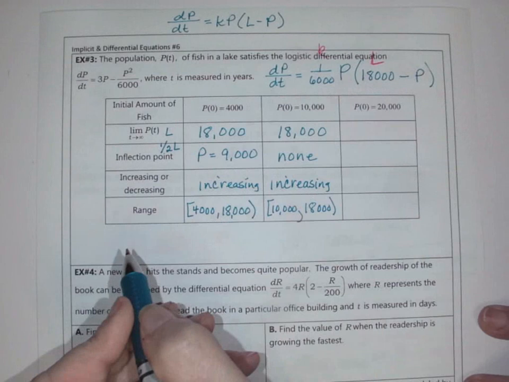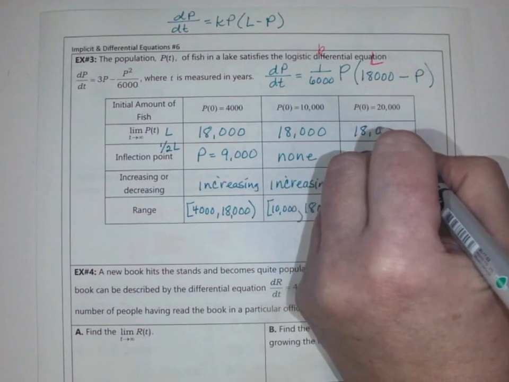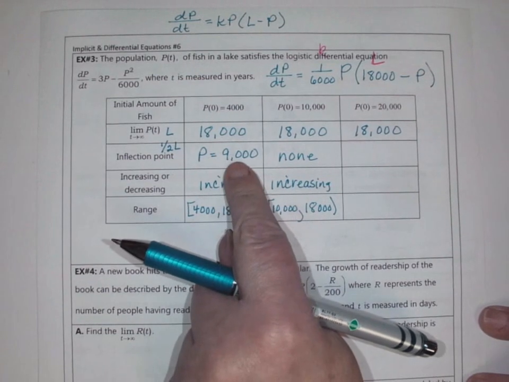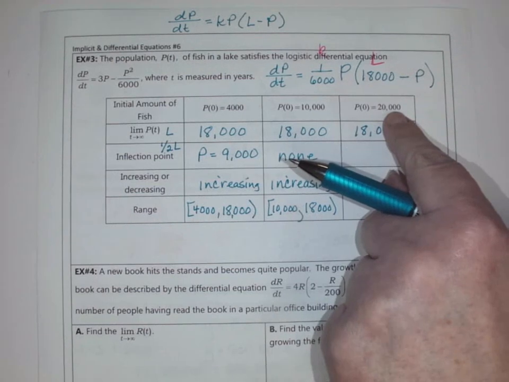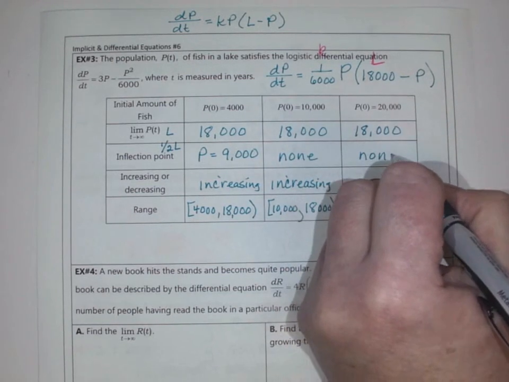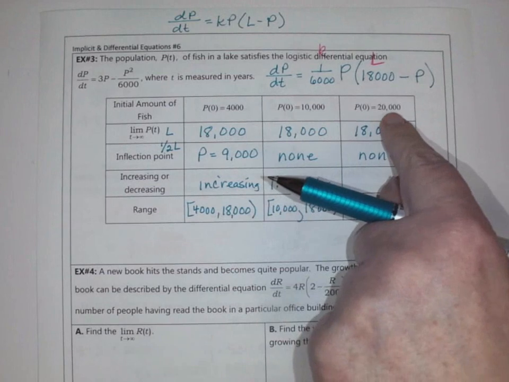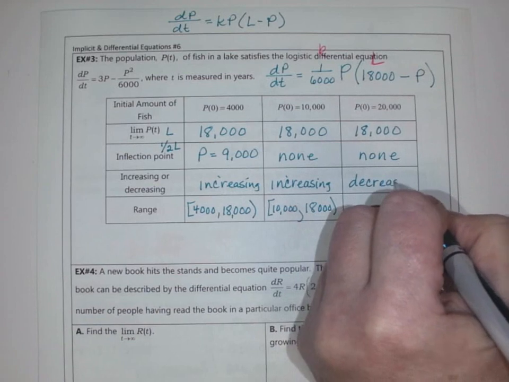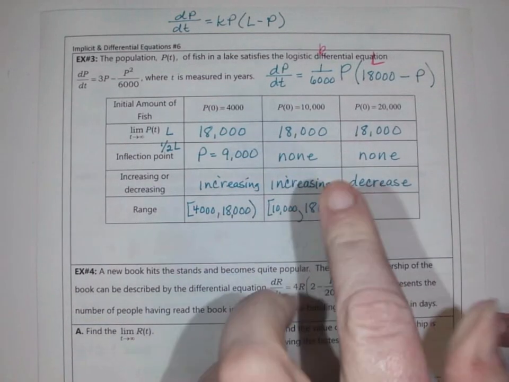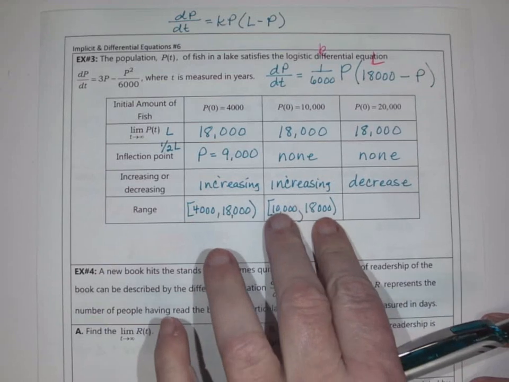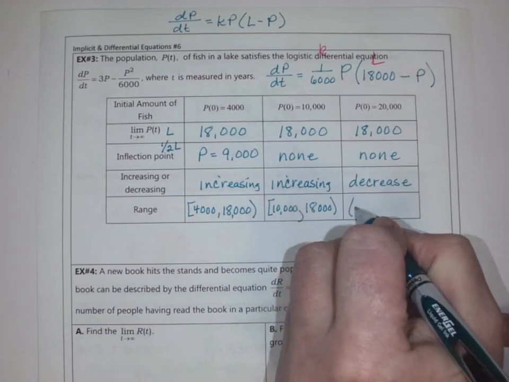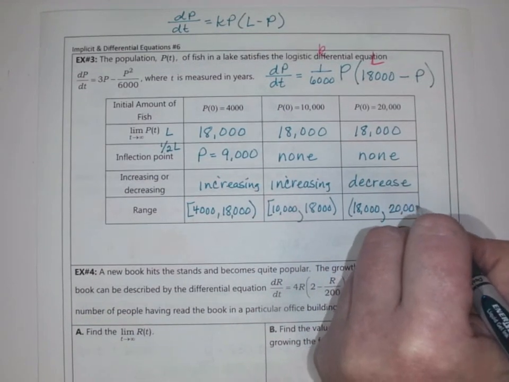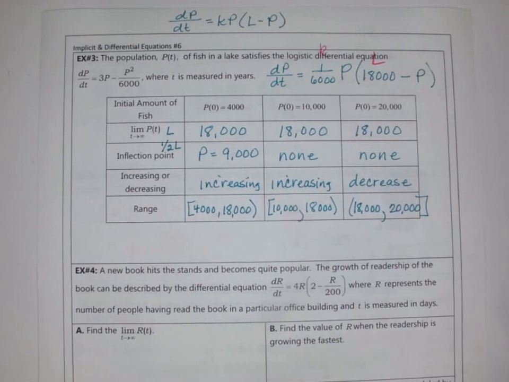Right, if I start at 20,000, my carrying capacity is still 18,000. It will never change, guys. My point of inflection is still at 9,000. Well, I'm all the way up at 20, so there is not going to be a point of inflection. Because I start at 20, I'm going to have to decrease to get down to 18,000 because I can't sustain more than 18,000. And my range this time, I'm just going to flip them. It's going to be my 18,000, which is my carrying capacity, to my initial condition of 20,000. Because remember, it always goes big to small.